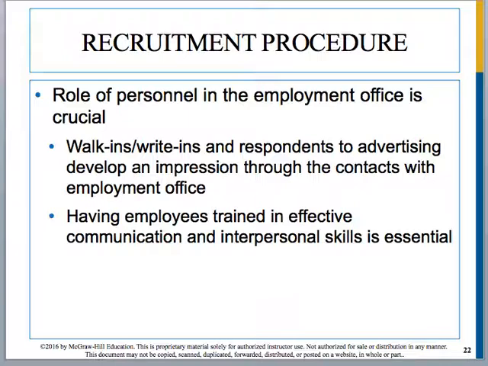Now, this role is crucial because you have people who are walking in off the street. You have people that are writing in, and the write-ins saw something online and are inquiring, and then you have respondents who are responding to ads. It develops an impression about the organization as a whole, but also it develops one for your candidates. You get a feel for them. You help to weed out the bad seeds from the good seeds before they get into the interview process, or especially before they get hired.